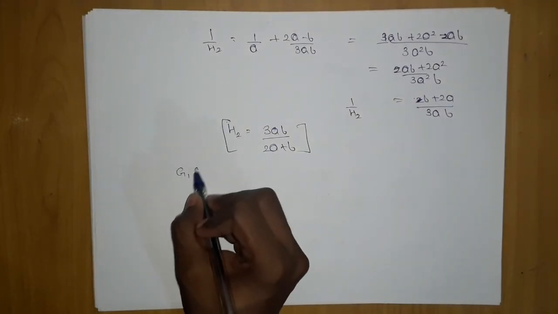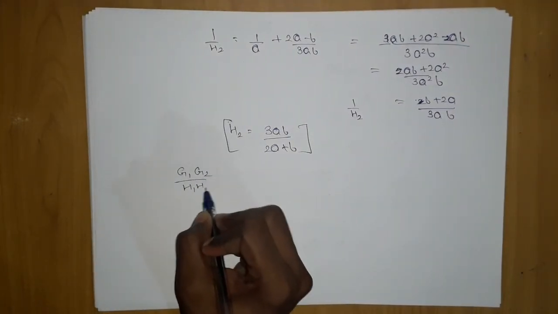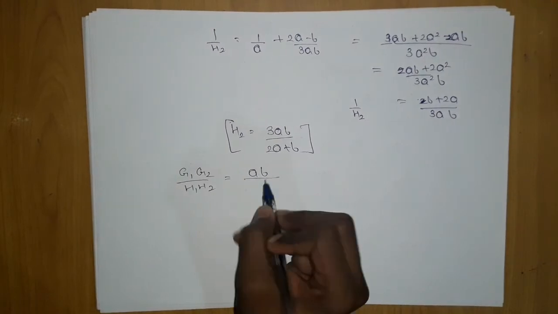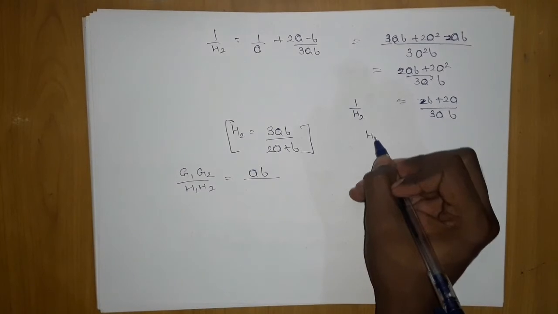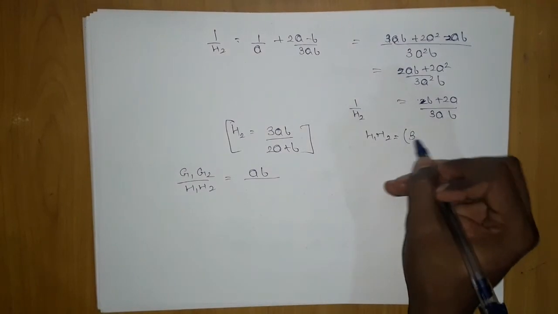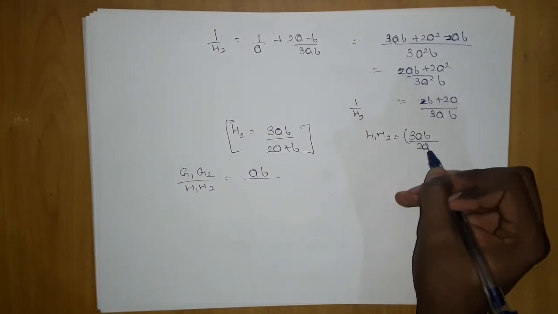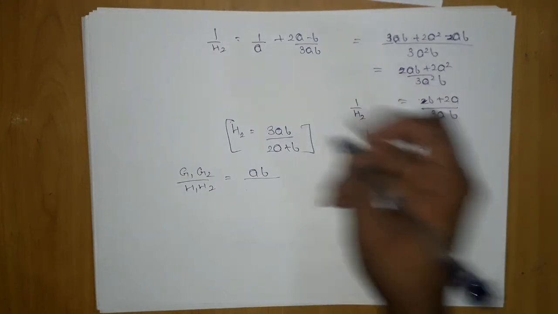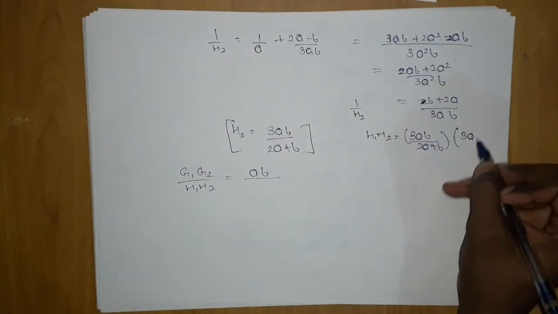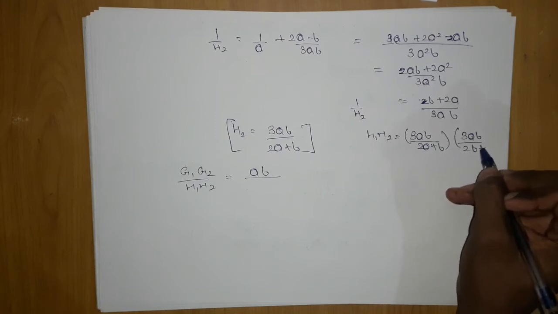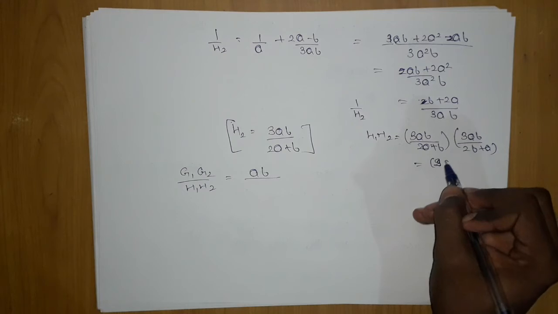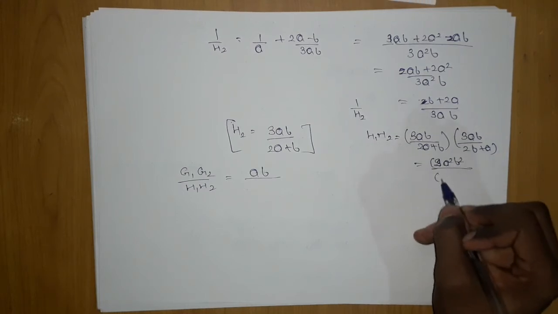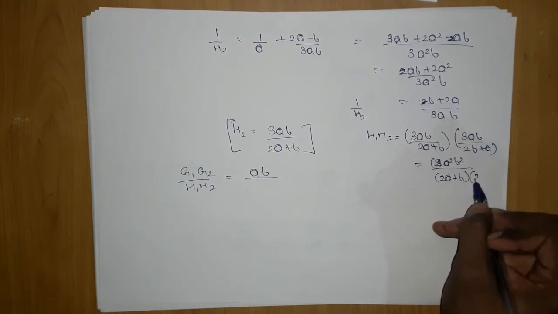Now let's prove the thing which we wanted. G1 into G2 upon H1 into H2. G1 into G2 is nothing but AB. Now, what is H1 into H2? Let's calculate this value. H1 into H2 is nothing but 3AB upon 2A plus B, into 3AB upon 2B plus A. Here you can clearly see this will become 9A square B square upon 2A plus B into 2B plus A.